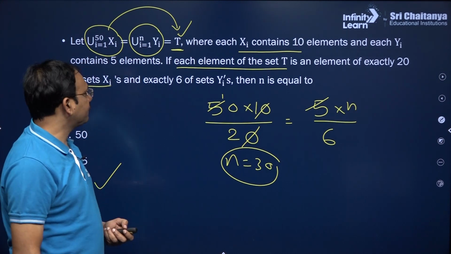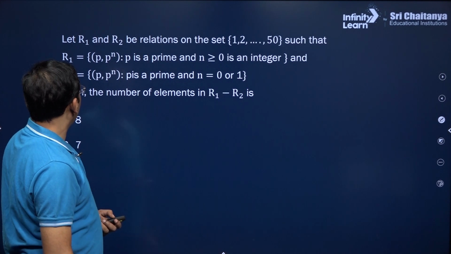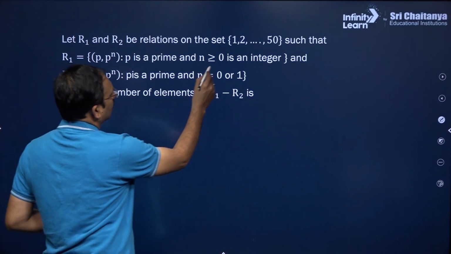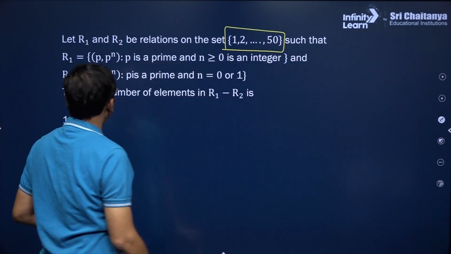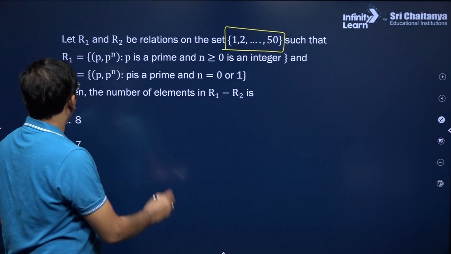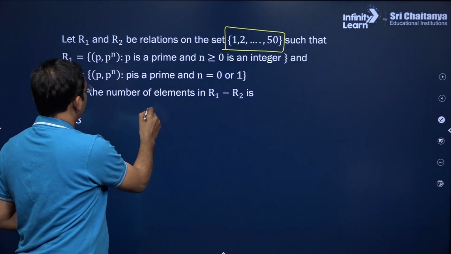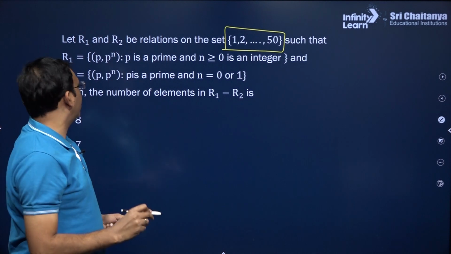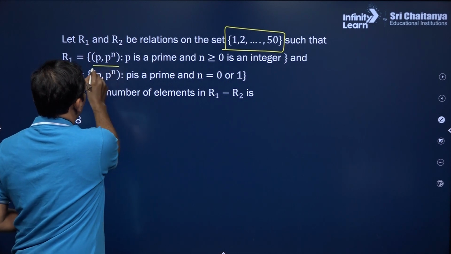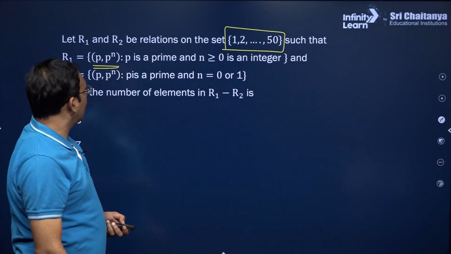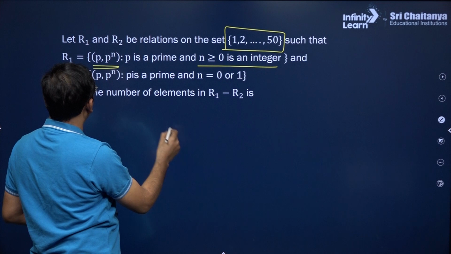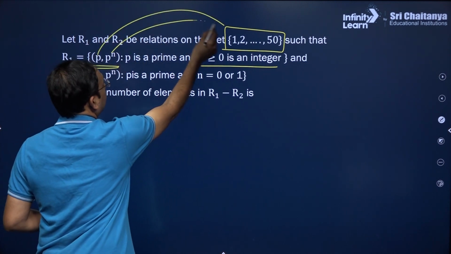Okay. Next, see this question. R1 is a relation on the set 1 to 50, right. Then this is 1 to 50, meaning R1 is from this set to this set itself, 1 to 50 itself, and R2 is also on the same set. He is asking, this is going to contain elements like p power n, where p is prime and n is greater than or equal to 0, an integer. So friends, if you take the first element it should be in this set, and the second element should also be in that.